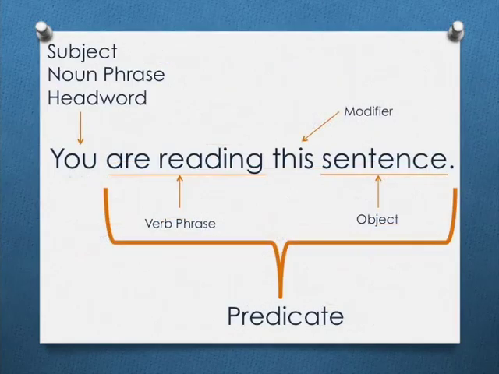To give you an example of this, we might take the sentence, "You are reading this sentence." Here we can see that if we break it down, we have "you," which is the subject, the noun phrase, or head word, and then the predicate, "are reading this sentence." We can break these down into "are reading," the verb phrase, and the object, "sentence." In this case, "this" is a modifier that tells us which sentence.